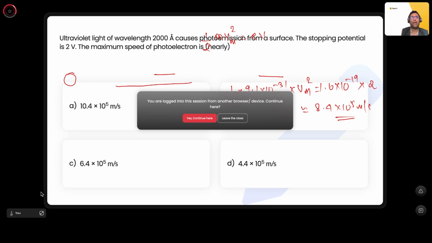So, though there is a little calculation over here, but the question is very easy that we have to find V max. So it will be equal to eV. All right.